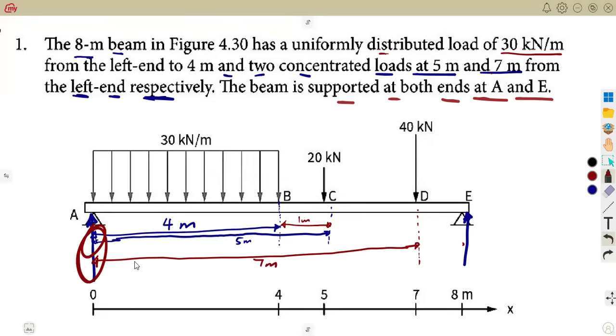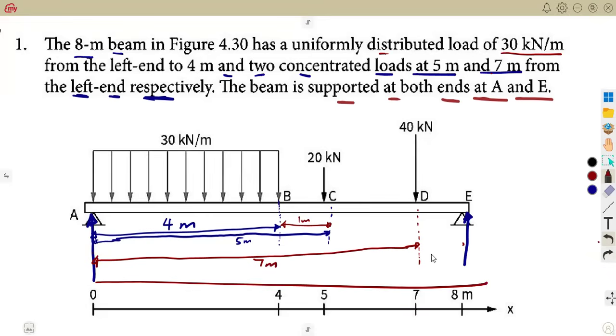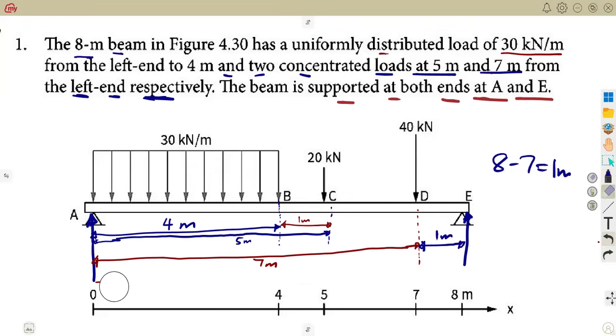This is what they are saying, from the left side. But remember, I told you that the length of this beam is 8 meters. So what does it mean? The remaining part here is 1 meter, because this is 7, but the beam is 8 meters. So 8 minus 7 is 1 meter remaining here. That is it.